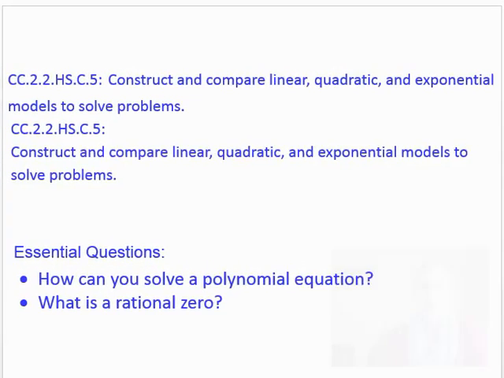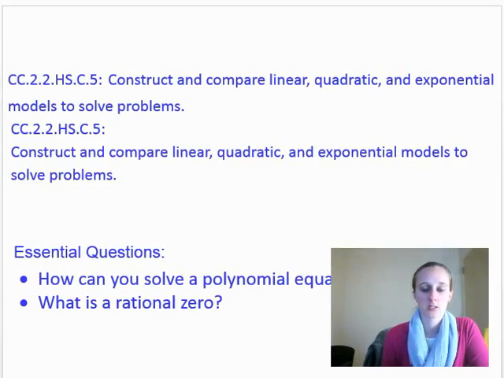Welcome to 2.5 Zeros of Polynomial Functions. So our central question is, how can you solve a polynomial equation and what is a rational zero?